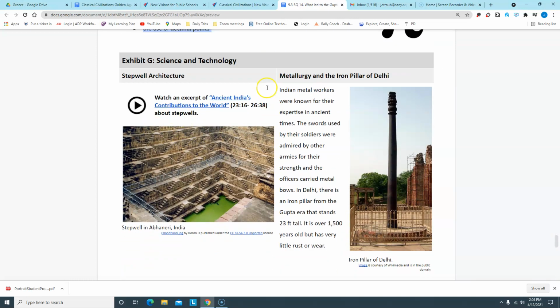All right, science and technology. Step wall architecture, you can see a picture of that here. That looks terrifying to walk up those steps. And over here, metallurgy and the iron pillar of Delhi. Indian metalworkers were known for their expertise in ancient times. The swords used by their soldiers were admired by other armies for their strength, and the officers carried metal bows. In Delhi, there is an iron pillar from the Gupta era that stands 23 feet tall. It is over 1,500 years old, but has very little rust and wear. That's pretty incredible.